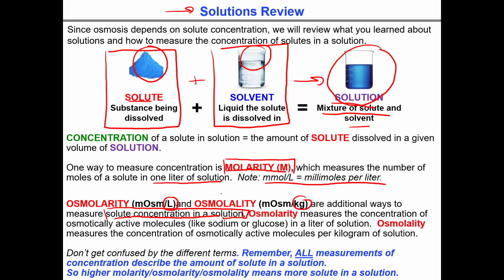Okay, so to summarize this entire slide, our solution is made of a solute and a solvent. A solute is a substance being dissolved. A solvent is a liquid that's doing the dissolving. When you add those together, you end up with our solution. Our concentration is dependent on how much of this we have in this, giving us this. We have 3 ways to measure this: molarity, and our units are typically millimoles per liter. We have osmolarity and osmolality, and they're both measuring solute concentration in a solution, but this one does it via liters and this one does it via kilograms.